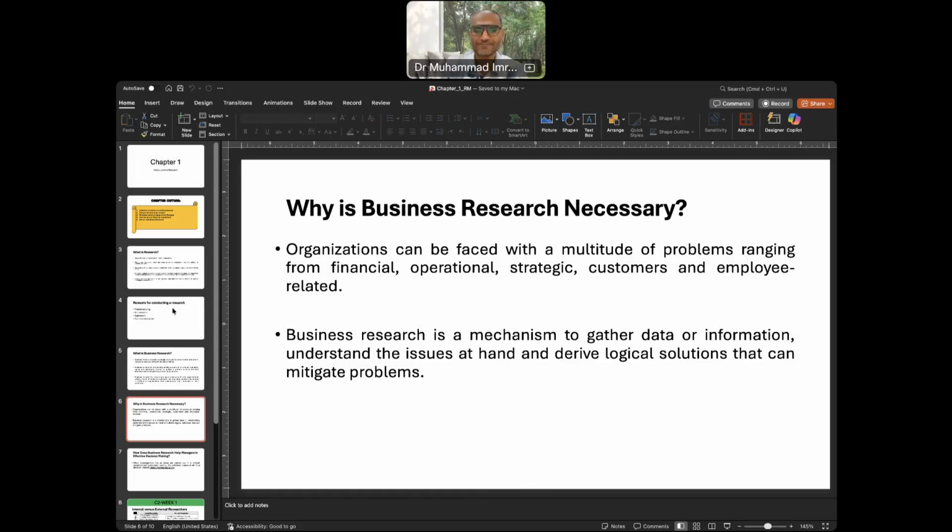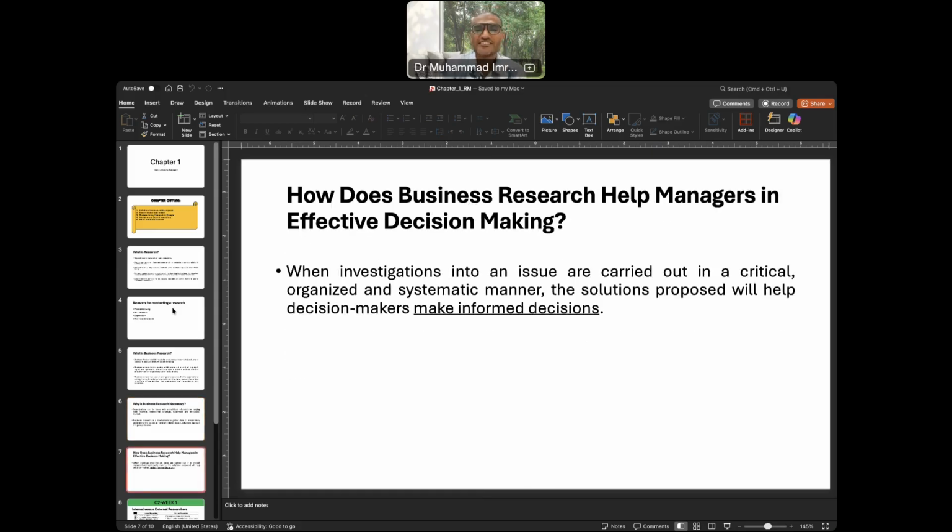Hope you understand. How does business research help managers in effective decision making? Yeah, at the managerial level, hope you will be managers after completion of your degree. Inshallah, it's my best wishes for you as well. When investigations into an issue are carried out, they are critical to the decisions. What is a decision? Choosing the best alternative is called decision making. That is called a decision. Okay, effective decision making. So choosing the best alternative.